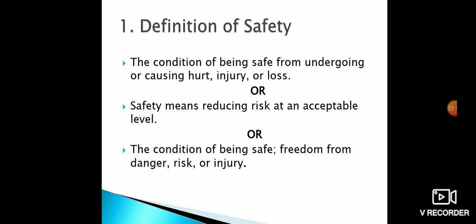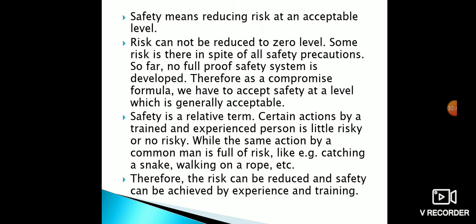And the condition of being safe, freedom from danger, risk or injury, is called safety. So this way we can define safety. This is your third definition, and it is also very simple. You can also define it in your own words, as long as it fulfills the meaning of the word safety. So now our next slide.